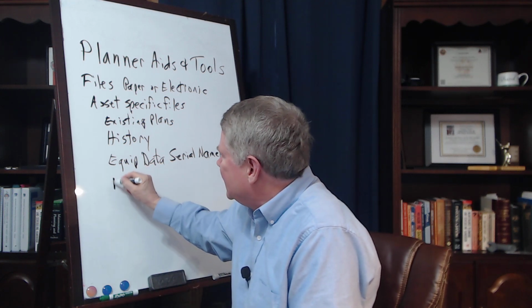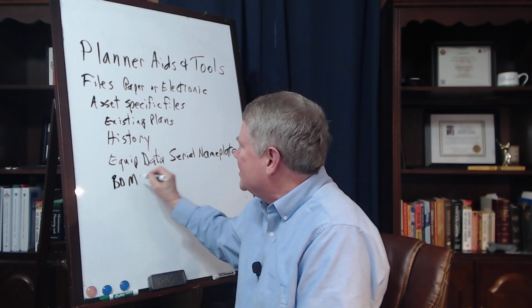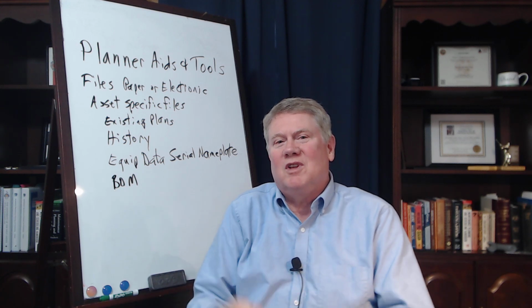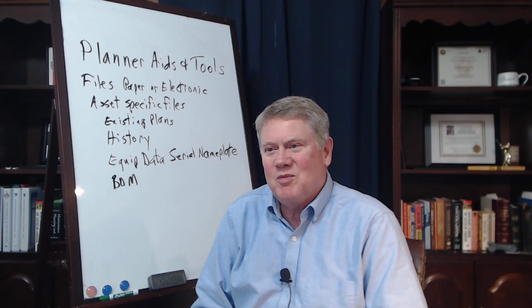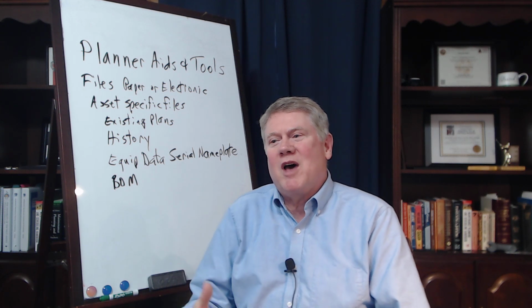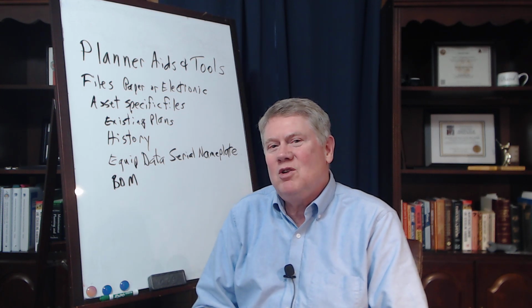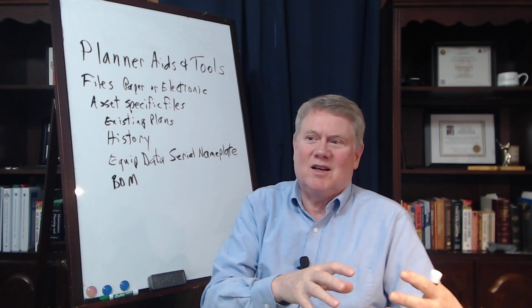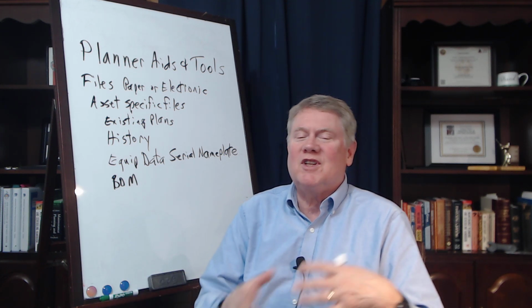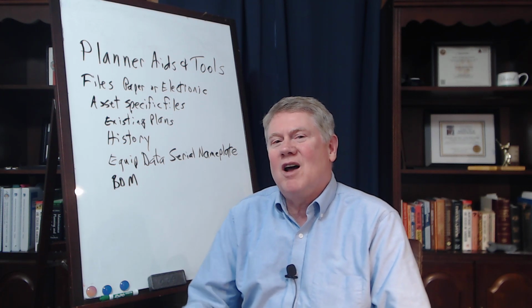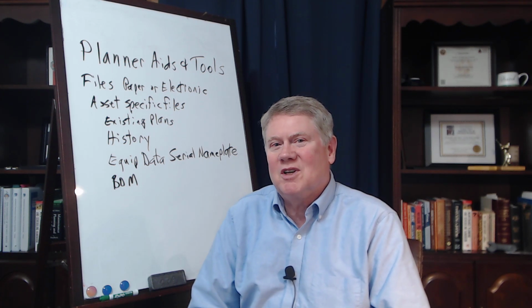And then bill of materials, that's the spare parts list. Planners should be collecting that, modifying that, working with inventory on that to keep that up to date. Some of your CMMS programs can automatically update that whenever you use a work order using that asset number. If it uses a spare part, it can automatically update the bill of materials.